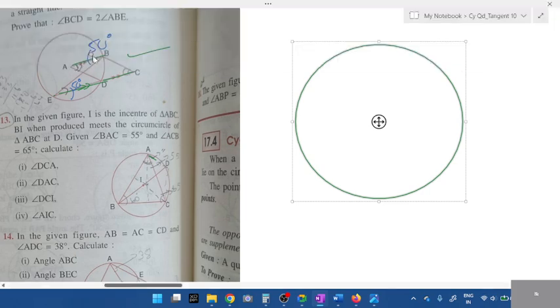I think I've already done this, but I didn't explain it to you all. See, clearly they mentioned: what is I, the center of what? Circle or triangle? Triangle. So I've given an example.